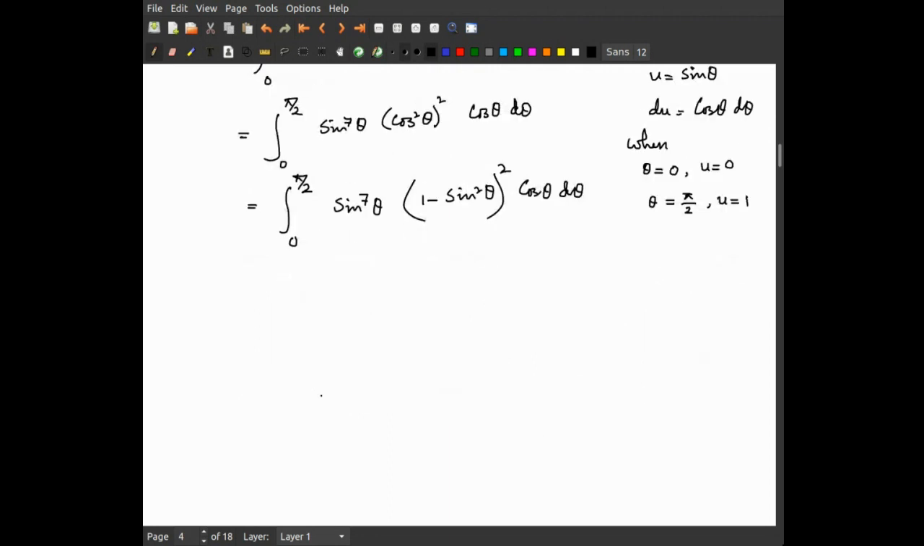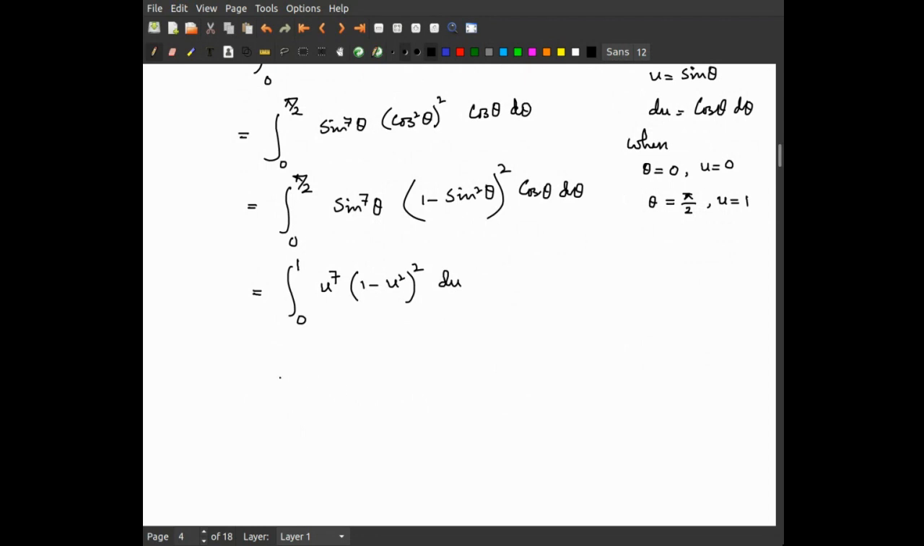So we can now change our problem in the following way. This would be 0 to 1, instead of pi over 2. Sine to the power 7 theta will be u to the power 7. And this would be 1 minus u square, again squared, and this whole thing would be du.